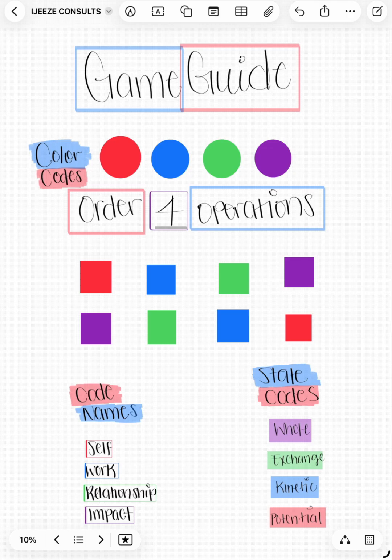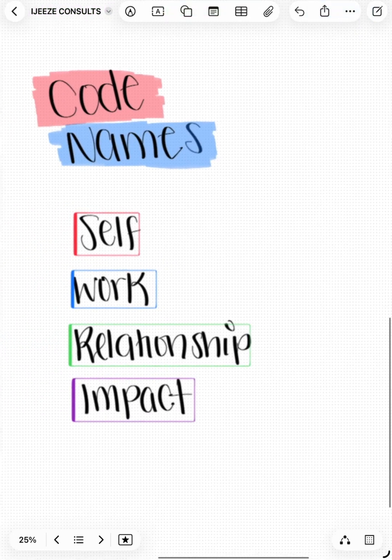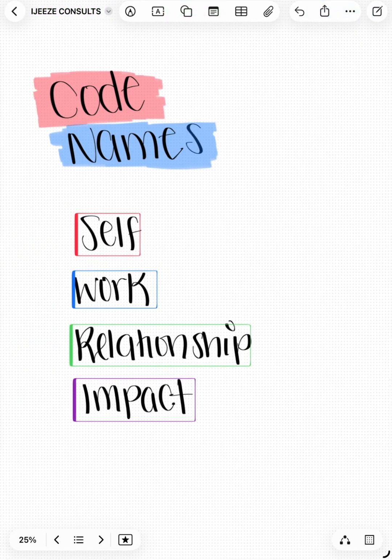So first the colors, right? We're working with the four primary codes: red, blue, green, purple. These colors are familiar and reinforced by everyday life, so I'm not importing anything exotic or untestable. And then we've got the domains, which is what they map to. So red for self, blue for work, green for relationships, purple for impact. Like how you show up in the world, or results.